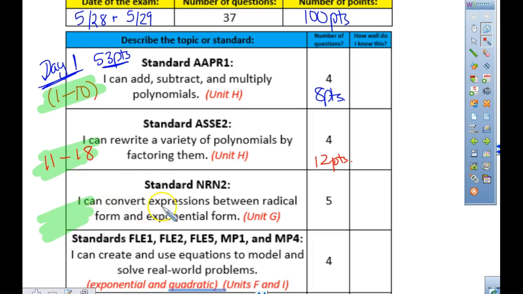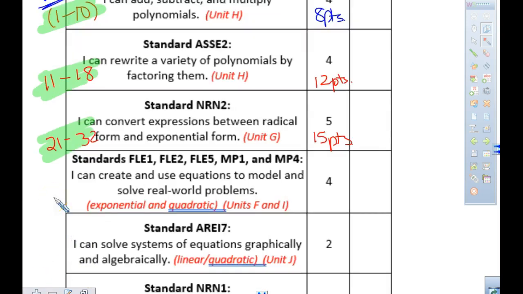The next one in our final: I can convert expressions between radical and exponential. When you are converting between the two, we have 5 questions, that's going to be 15 points. In your review, it's questions 21 to 32. In the final review packet, this is going to be questions 77 to 86, where you can create an equation and model.